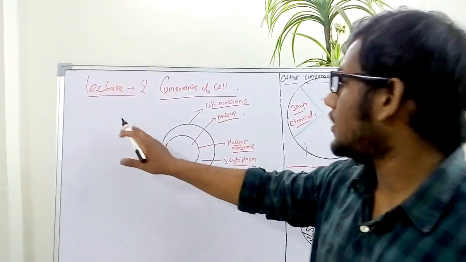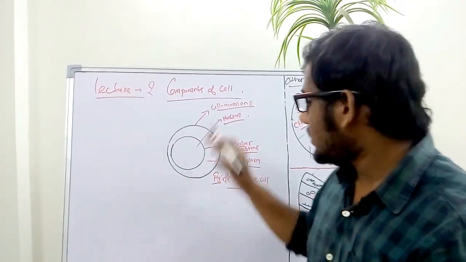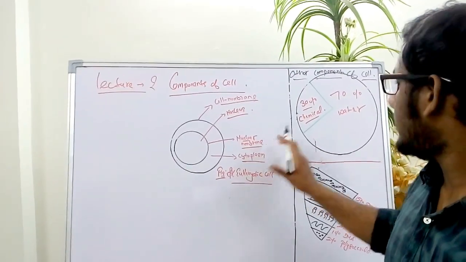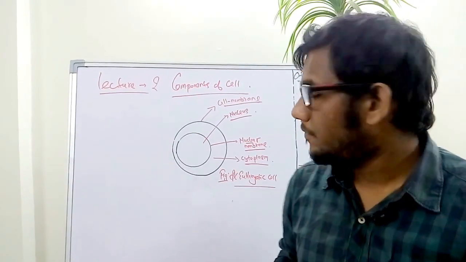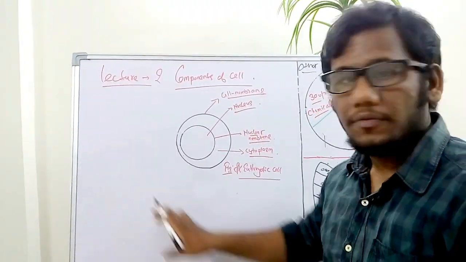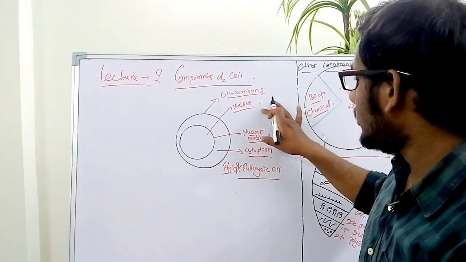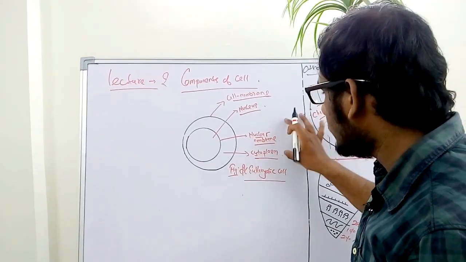In front of you is the second lecture on components of cell. In this lecture we are talking about this component of cell and other components of cell that include nucleic acid, protein, carbohydrates and lipids. So this is the structure of a simple eukaryotic cell. In this we are seeing nucleus, nuclear membrane, cell membrane and cytoplasm.